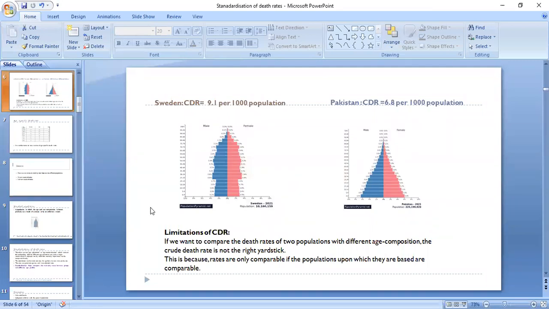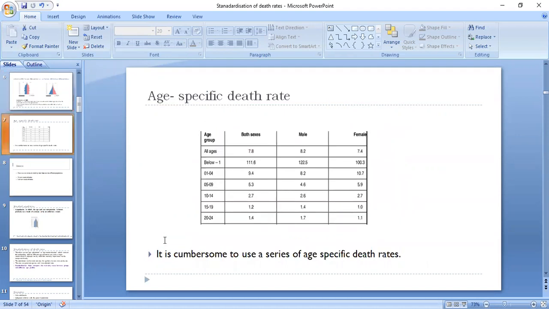So what is the limitation of the CDR? It is that if we want to compare the death rates of two populations with different age composition, the crude death rate is not the right yardstick. This is because rates are only comparable if the populations upon which they are based are comparable.